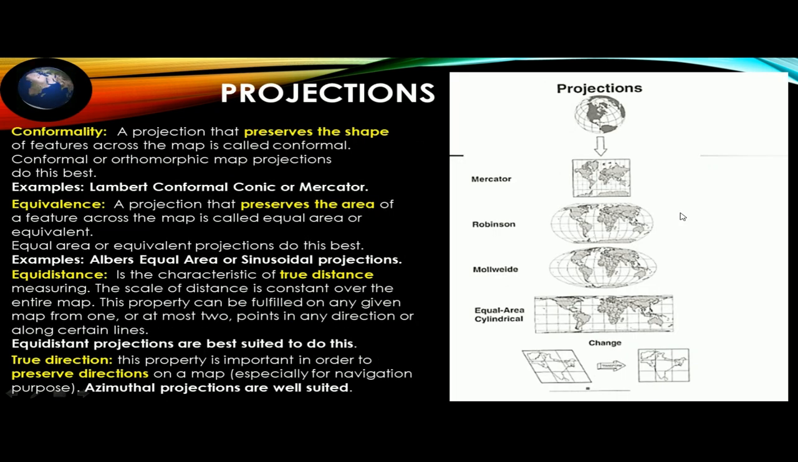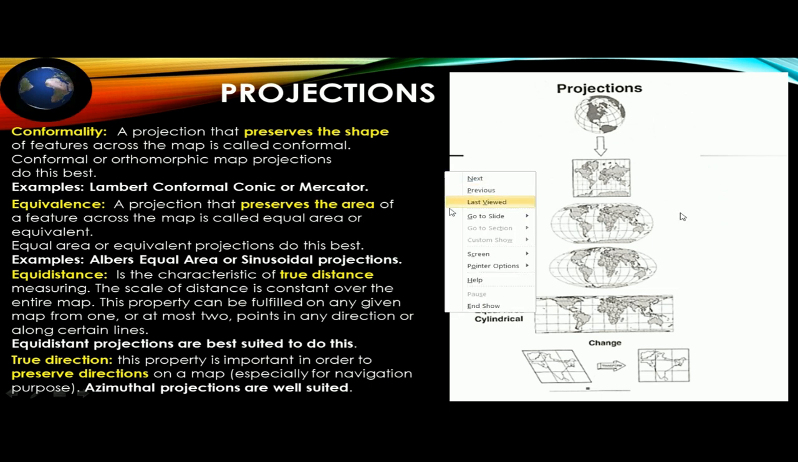So what are the projections? What does each save? As I have told, conformality is a projection that preserves the shape of a feature across the map. It's called conformal projection. For example, Lambert conformal conic, or Mercator. You see here in this figure, I have shown how the Mercator is projecting. What it saves is it preserves the shape of the features. You see here, map feature shape is preserved.